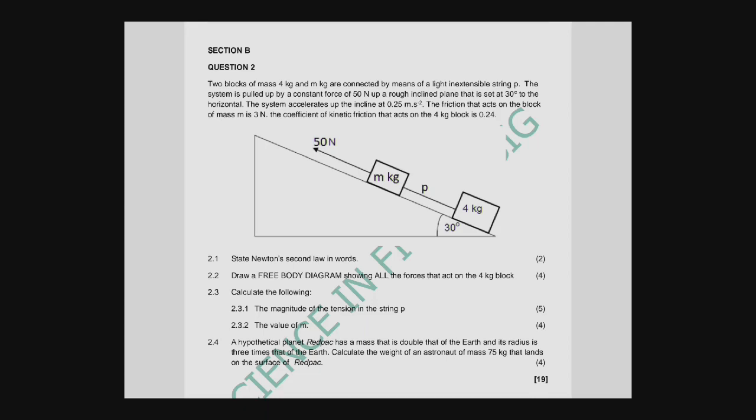2.4 says a hypothetical planet Red Pack has a mass that is double that of the Earth and its radius is 3 times that of the Earth. Calculate the weight of an astronaut of mass 75 kilograms that lands on the surface of Red Pack. Okay, so now I'm going to switch to my board and let's get moving with this question.